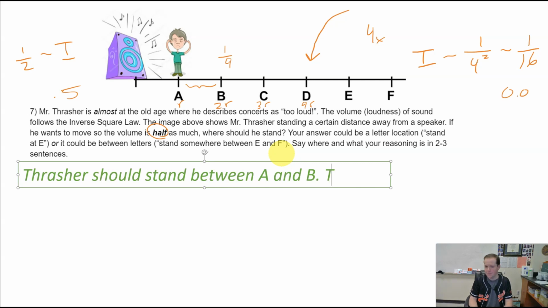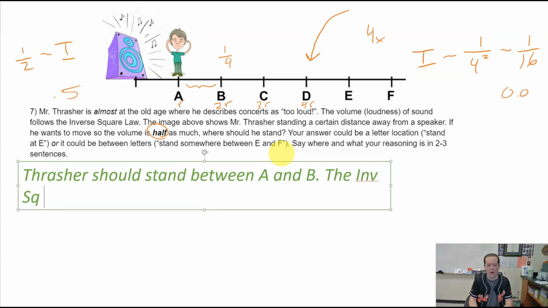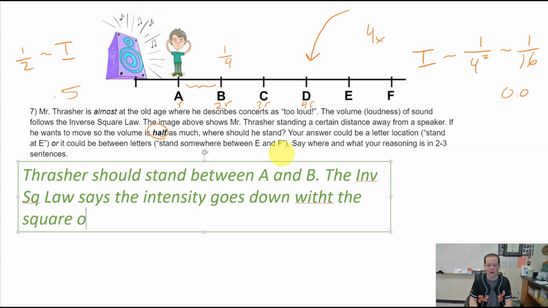Nice. Why? The inverse square law says the intensity goes down with the square of the distance. Sorry, I know I'm making spelling mistakes. I want to go fast. I'm going to ignore that right there. Notice, first sentence, I gave my answer. Second sentence, I proved that I know what the inverse square law is, okay?